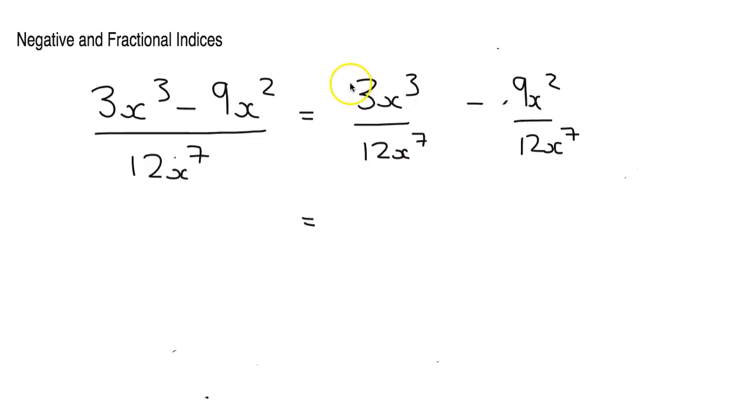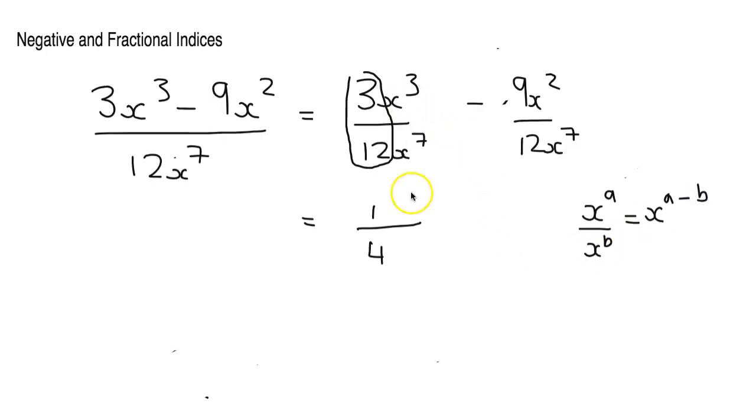So firstly, we can just look at the 3 and the 12 and cancel those down. So that would be a quarter. So the 4 would be on the bottom and the 1 would be on the top. And then we've got x cubed over x to the 7. So we can use that rule from a previous session, which was x to the a over x to the b is equal to x to the a minus b. And so this would then mean that we've got an x to the 4 on the bottom. And then similarly over here, so it'd be minus.